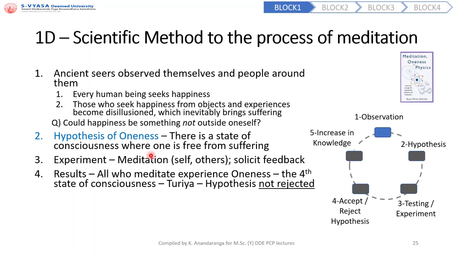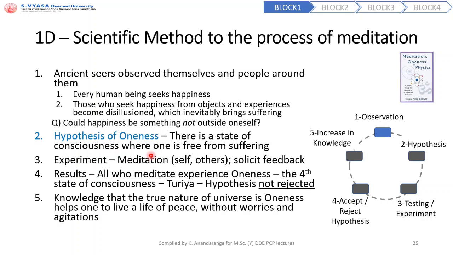which is what we call turiya. And he says his hypothesis that there is a state of consciousness where one can be very much at peace cannot be rejected, because if 100 people participated and 100 of them experienced it the same way, then it means that this hypothesis has been verified. So he comes back to his observation with an increase in knowledge, and he says this knowledge that the true nature of the universe is nothing but oneness, and being in oneness helps one to live a life of peace without worries and agitations, and therefore a lesson learned for humanity. This is how Keswer explains the method of science applied in a subjective verifiable experience.